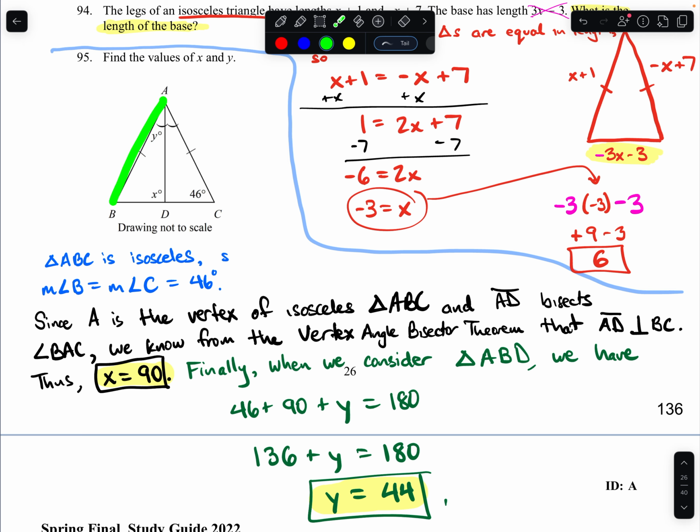Actually, I should take one step back. Since the whole thing is an isosceles triangle, we know that angle B must also be 46 degrees. And then the three angles in this triangle here add up to 180. So 46 plus 90 plus something is 180, and that something is 44. And that is it.